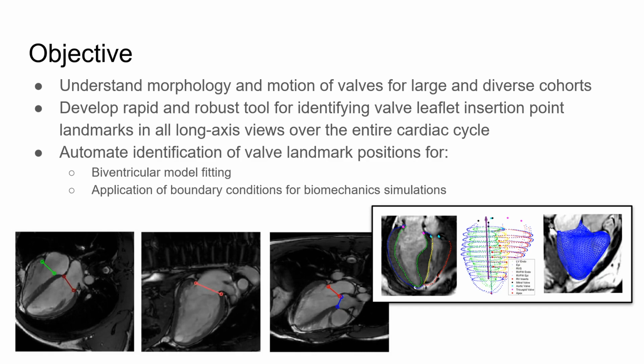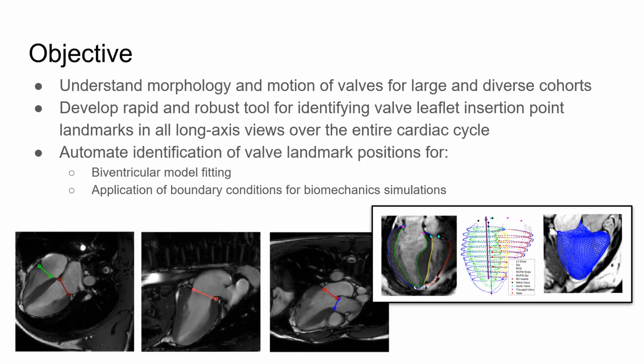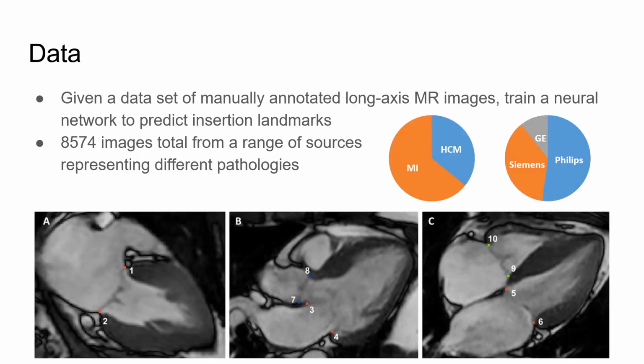As you can see here on the left, we have the three long axis views and where the landmarks are to indicate where these valve points are. And on the right, the kind of meshes that we can then create using this kind of information.